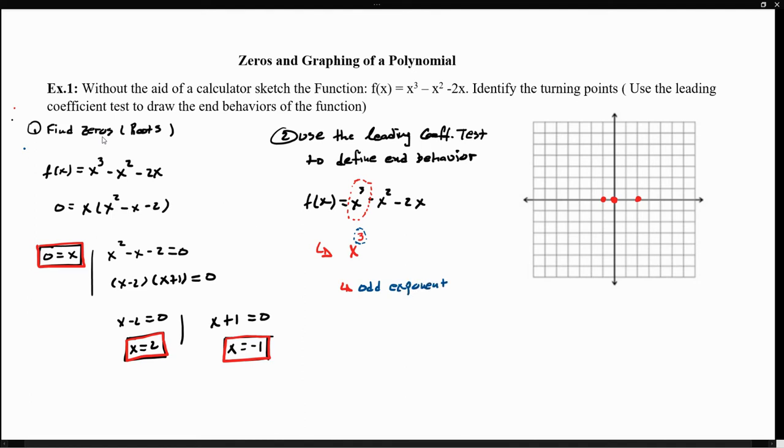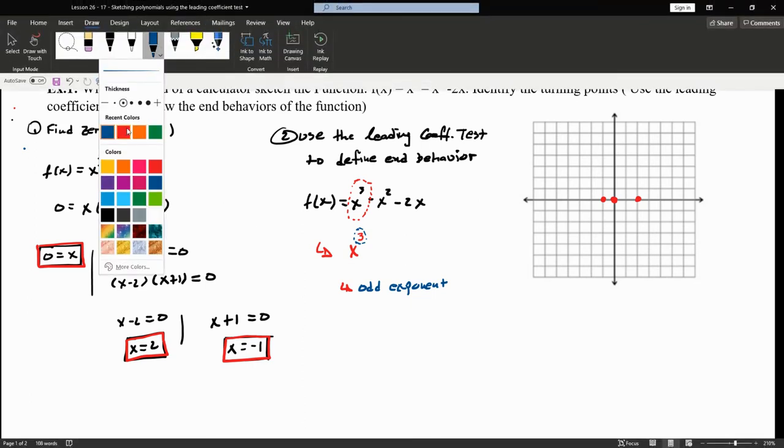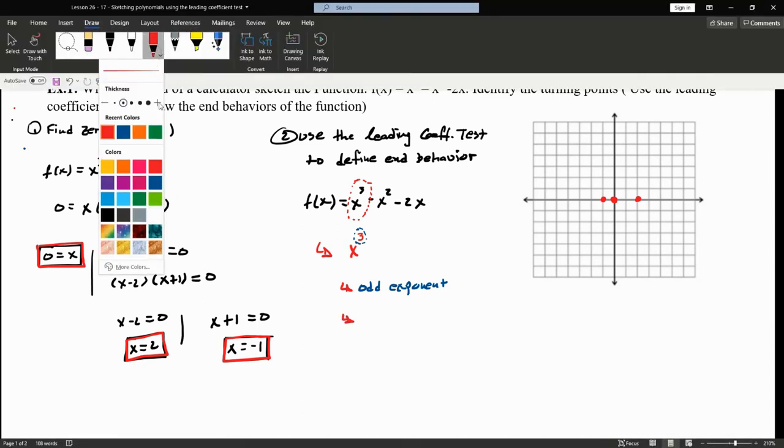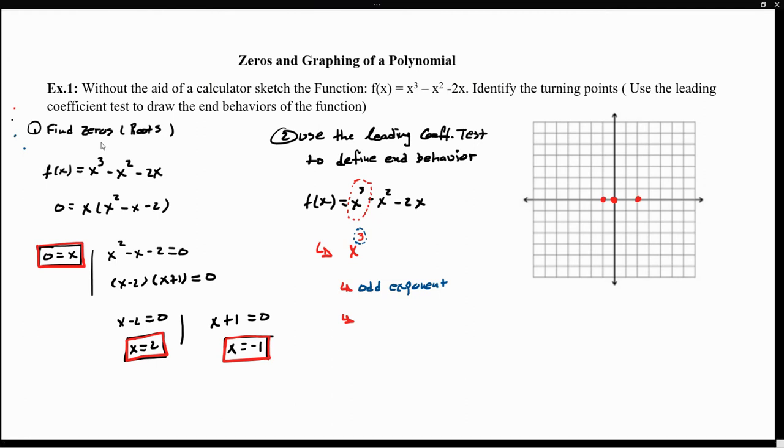And remember that whenever it's an odd exponent, the end behaviors go in different directions. Now, what's the direction that they go? Well, it all depends on what's in front. Notice that the leading term has a coefficient of 1. Notice it has a positive coefficient. So therefore, my end behavior is going to be defined as going down on the left and going up on the right.